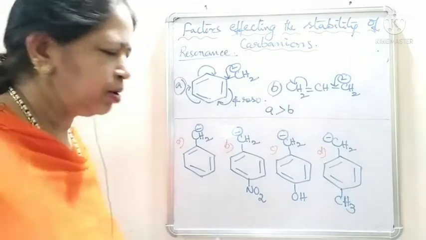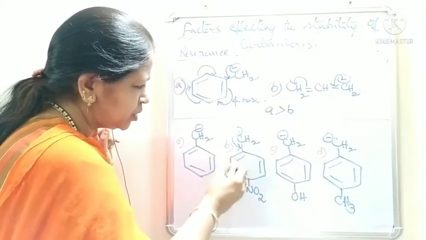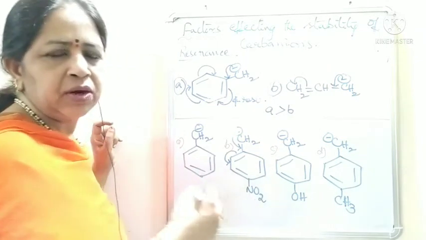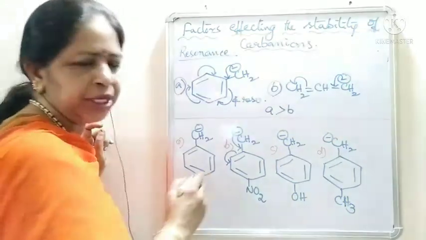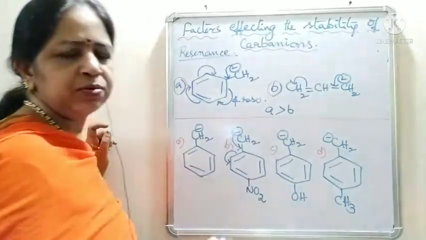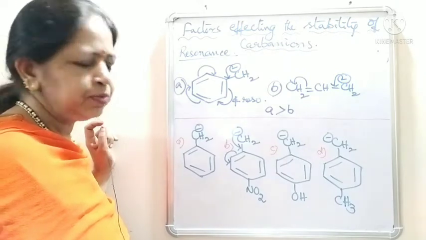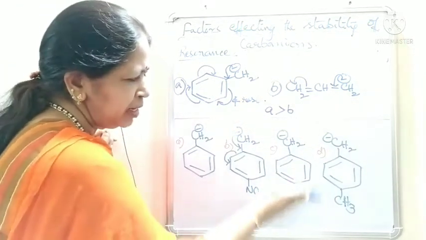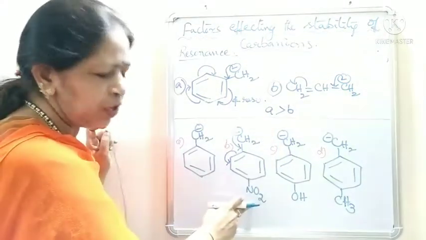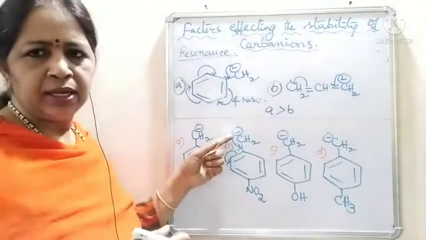NO2 group is an electron withdrawing group, and as there is negative charge, the charge distribution will be more if an electron withdrawing group is present on the benzene ring. Among these, OH and CH3 groups are electron releasing groups, so they will destabilize the negatively charged carbon. But this NO2 group will stabilize the negative charge present on the carbon.